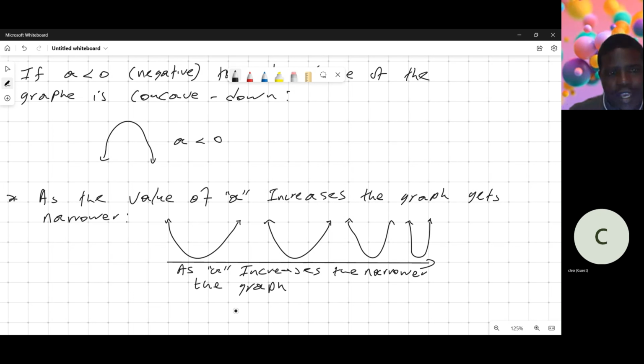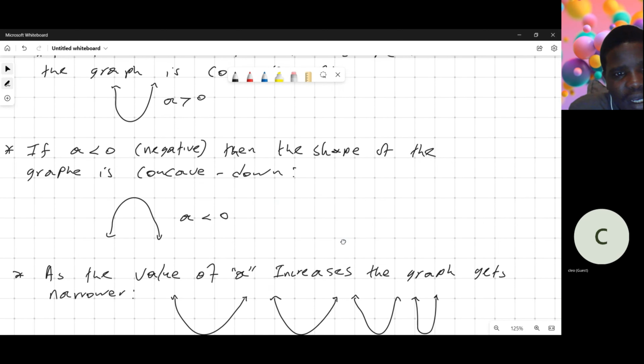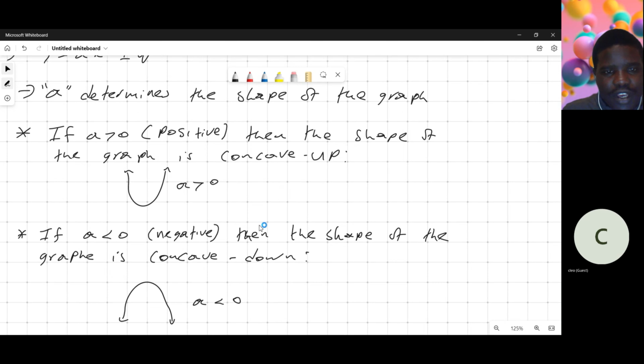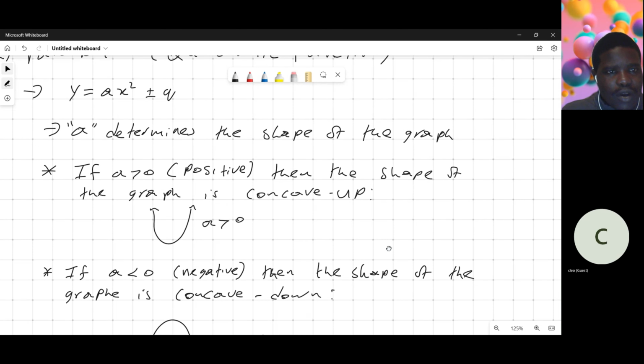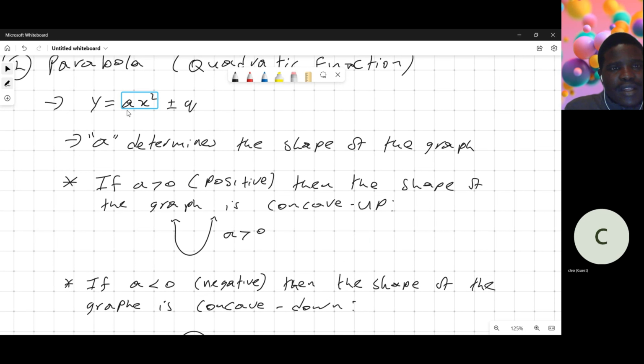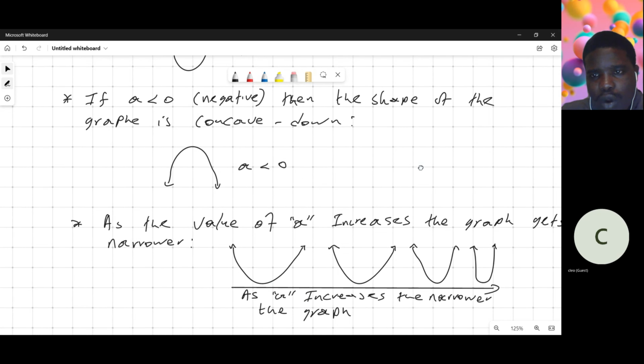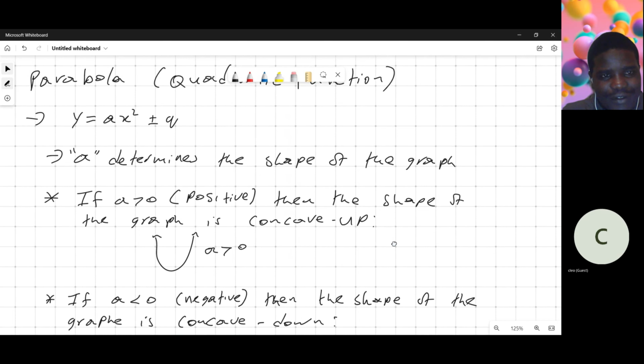Yes. Okay, so as A increases, the graph is getting narrower. So this is what the value of A does. If A is negative, the graph is concave down, it's a sad face. And if A is positive, the graph is concave up, it's a smiling face. So we will be looking at the value of A to know whether the graph is concave up or concave down, and also to know whether the graph is narrower or broader. But whether it's broad or narrower, we must be comparing it with the other graph.